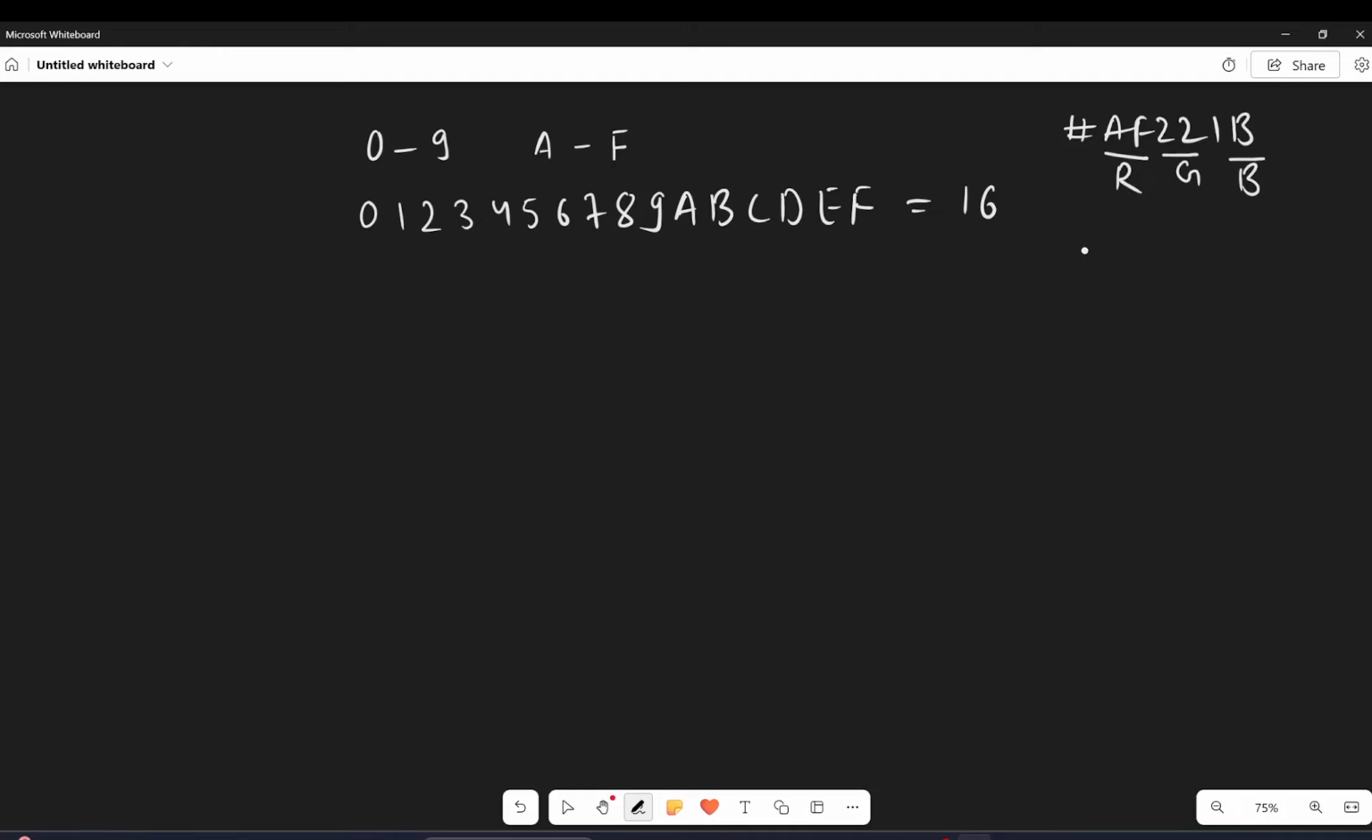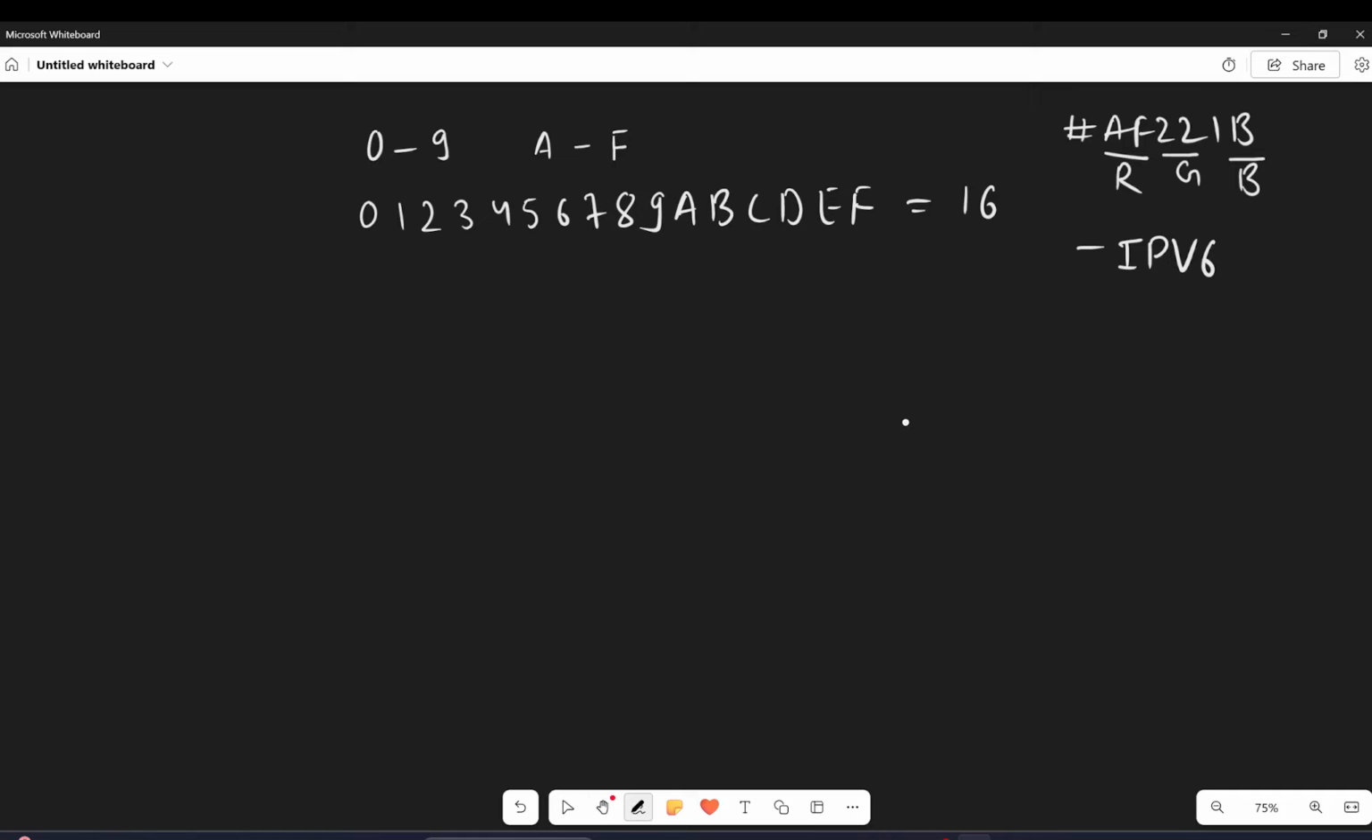Another application, which we will study in the syllabus itself, is in IPv6. We'll study this in the networking chapter. So yeah, these are the applications. Now let's start with the conversion.